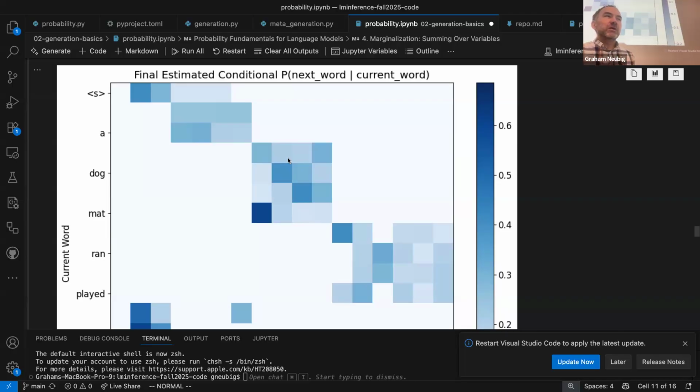This is also important for model training. Anyone know why this is important for model training? Any ideas? Yeah, prevent evil contents. It's not the answer I was looking for, but maybe.